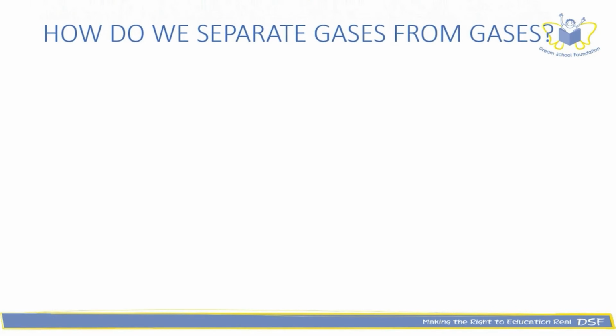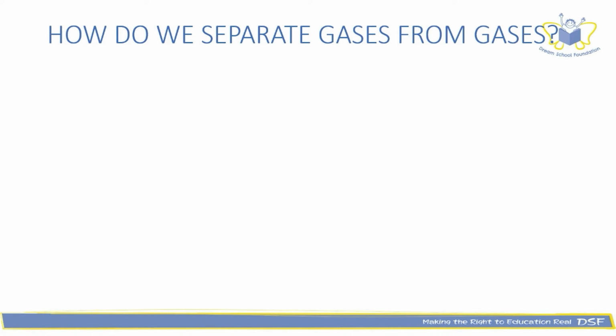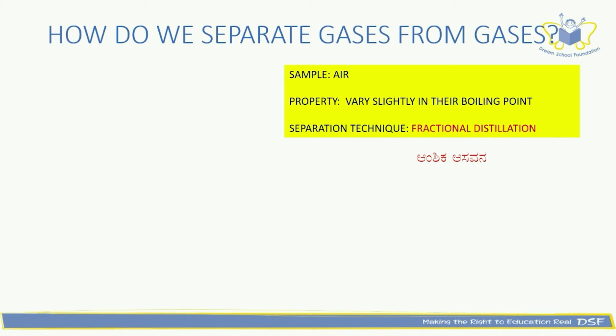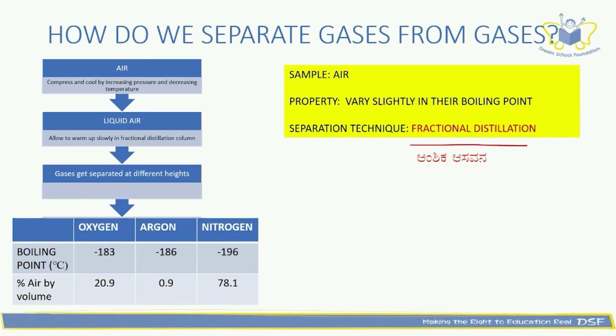Now let us see how we separate gases from other gases. The sample out here is air, or a mixture of gases. We studied how miscible liquids can be separated using distillation, right? Now, how about a mixture of gases? Can we use something similar? Yes, and we call it fractional distillation. We can go about it as follows.